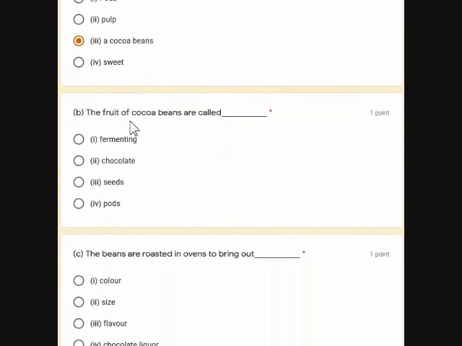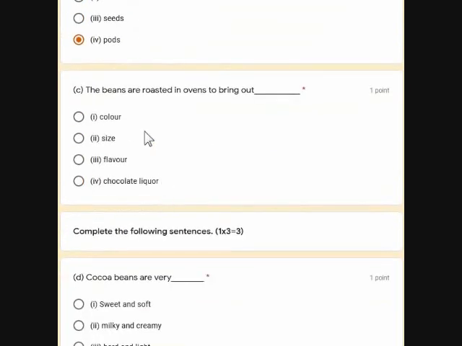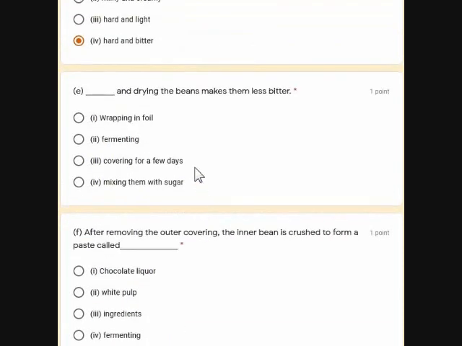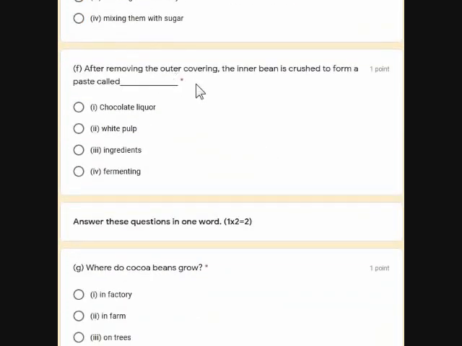The fruit of cocoa beans are called pods. Number C, the beans are roasted in ovens to bring out, as we have just read, its flavor. Cocoa beans are very hard and bitter, as we have just learned. Fermenting and drying the beans makes them less bitter. After removing the outer covering, the inner bean is crushed to form a paste called chocolate liquor.